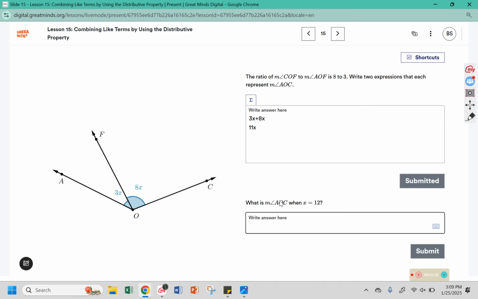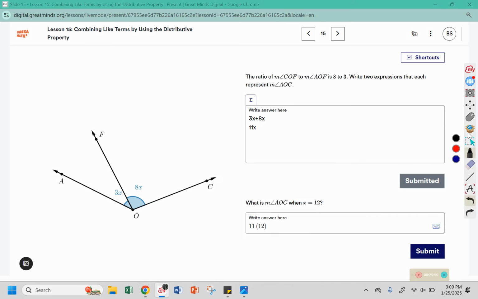And then it says, well, what is AOC when x is 12? Well, we had 11 times x, and if x is 12, we need 11 times 12. Two times 1 is 2, 2 times 1 is 2, 1 times 1 is 1, 1 times 1 is 1, 2 plus 0, 2 plus 1, and then a 1. So this should say 132.